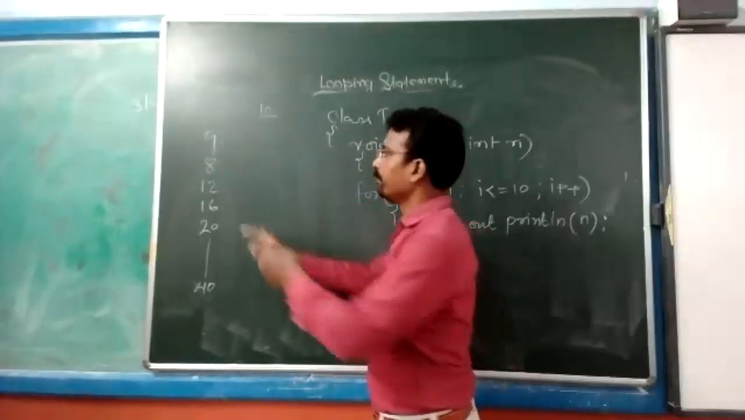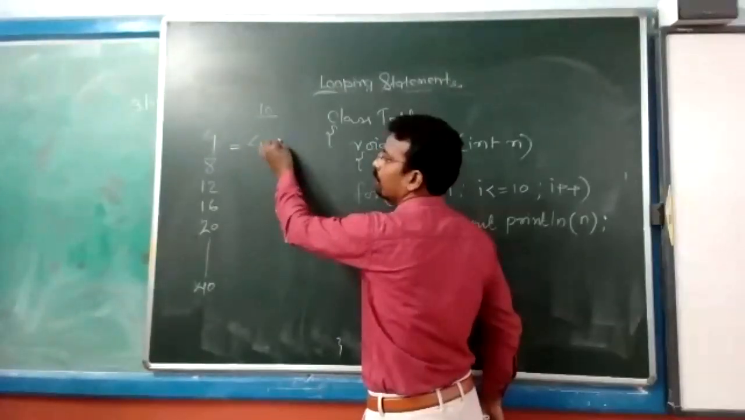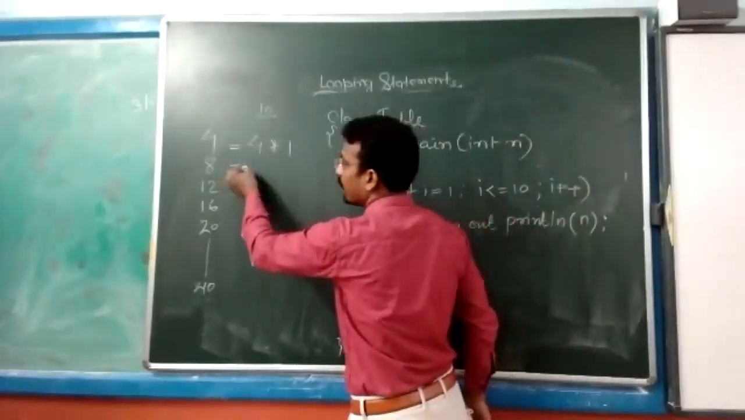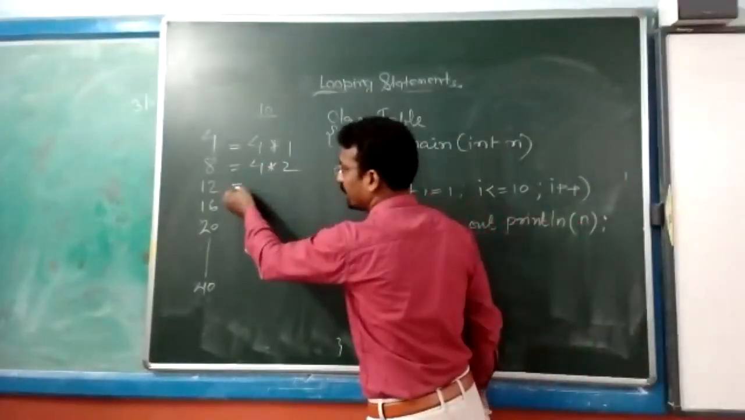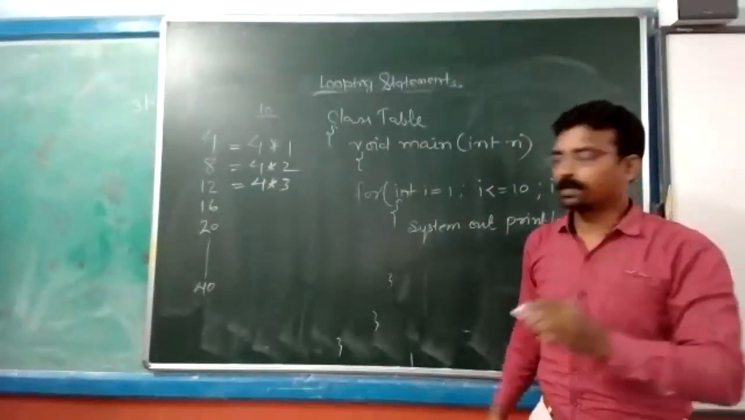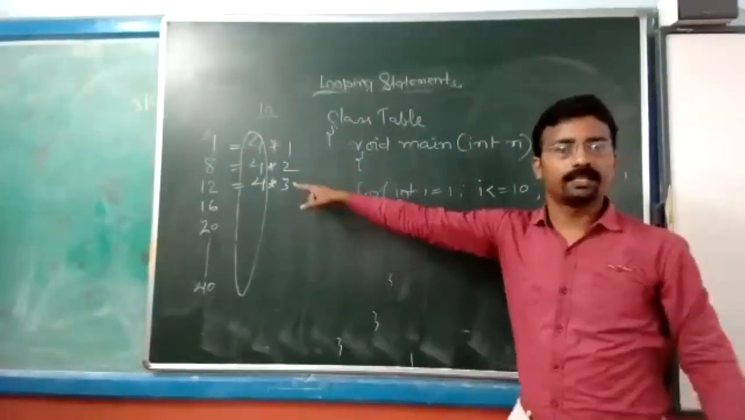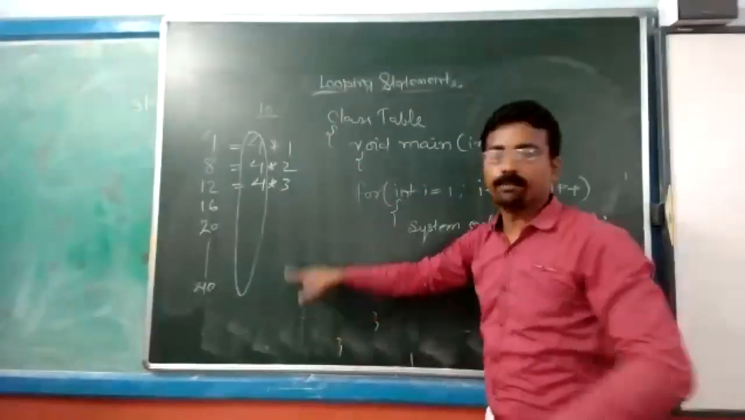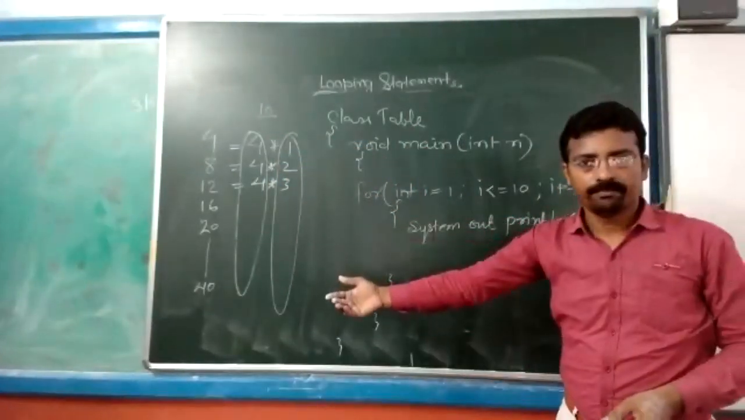Suppose this is the number. Normally when we dictate the table, we do it like this: 4 1 ja 4, 4 2 ja 8, 4 3 ja 12. This is how we do it. Now you focus, these will all be constant. This is the given number, and this is the increasing number that is going to change every time.